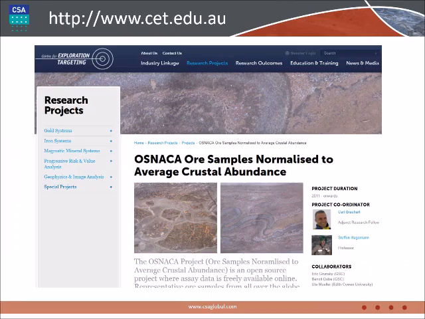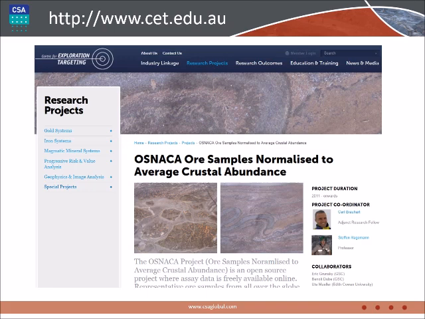There's a website hosted at CET where you can download the data, all the analyses and all the metadata about the samples. And also at UWA, there are lots of big steel drawers with the reference material in there. And if you're especially interested and you want to do something else like lead isotopes or further analytical work, the pulps are available too.